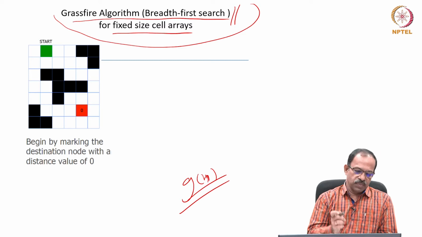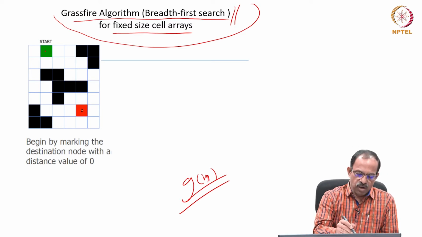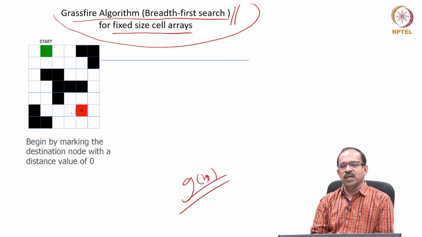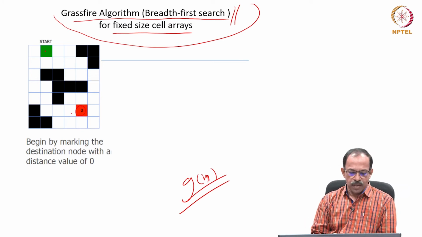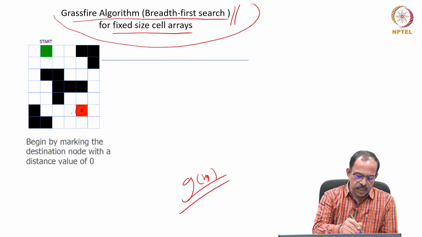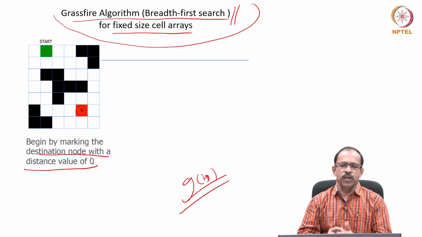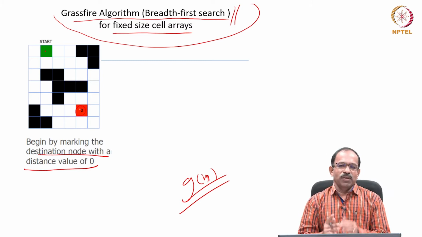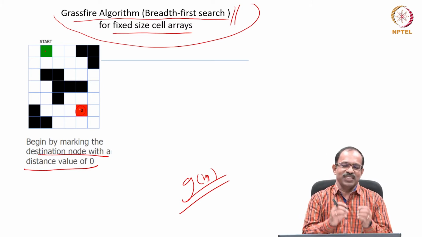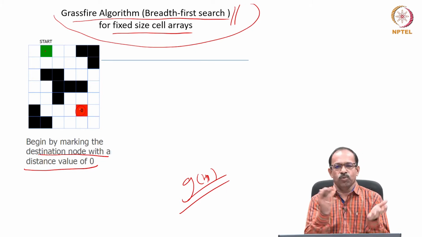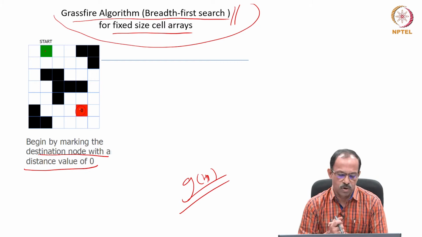So, how does it work? You have a start node and you have the goal node. The goal node is marked as a red one and the start is the green one. This algorithm begins by marking the destination node with a distance value of 0, or we can say a cost value of 0. That means to reach the goal from that particular cell, the cost is 0. It means the robot is already in that node, so there is no more cost involved in reaching the goal.